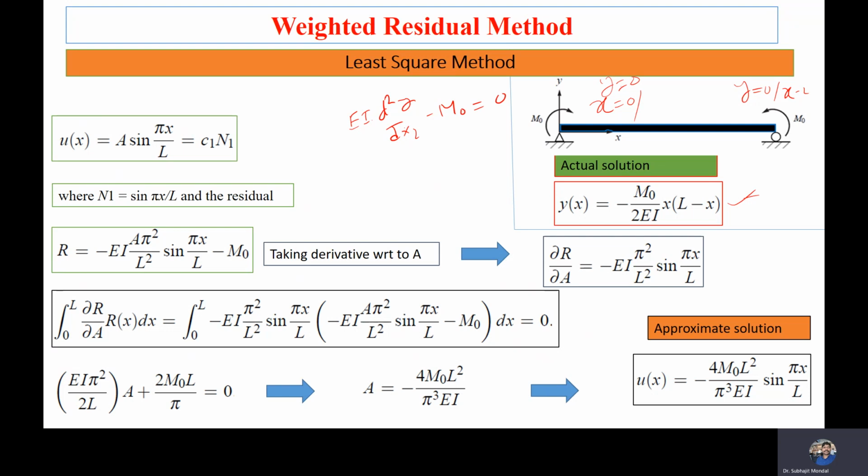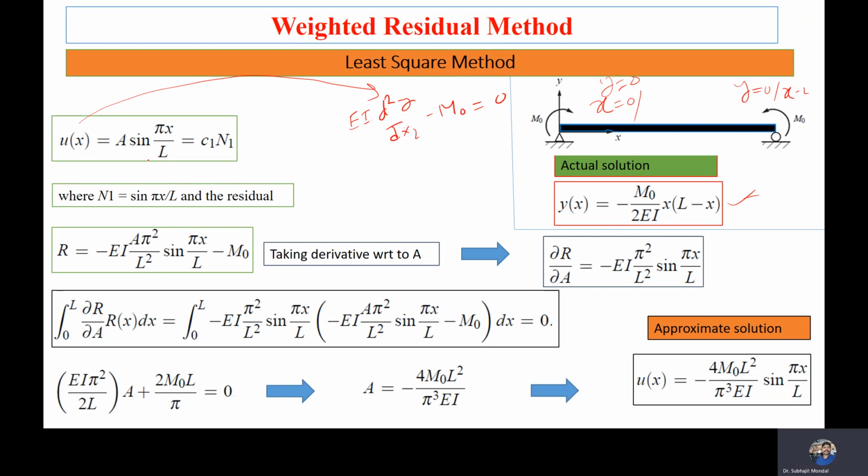Now here, what do we do? We will assume one trial solution, one approximate solution, and we will put the value into this equation. Again, the trial solution should satisfy our boundary conditions.